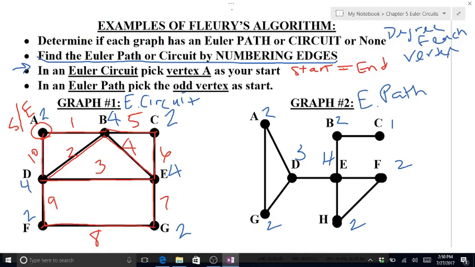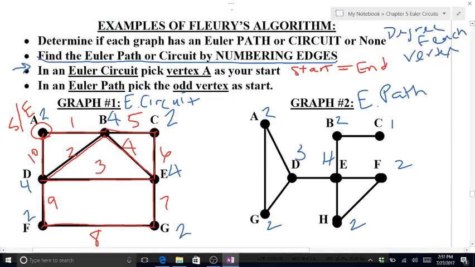Notice I put E circuit and E path because in the next chapter we're actually going to talk about Hamilton circuits and paths, which are a little bit different. Okay, so keep that in mind. There are differences between Euler and Hamilton. We will do other circuits and paths, so you'll need to determine the difference later.